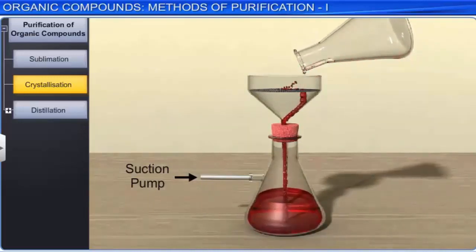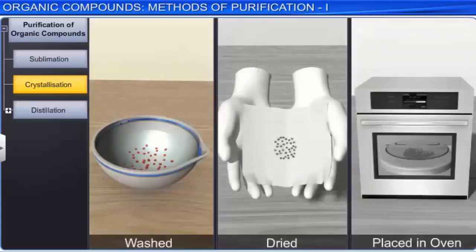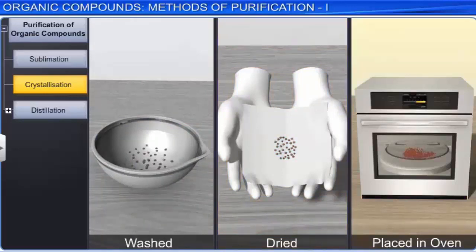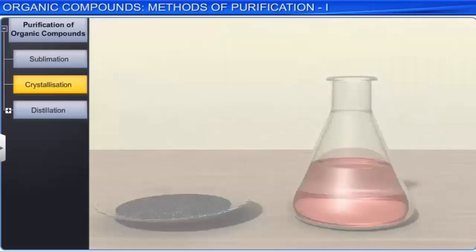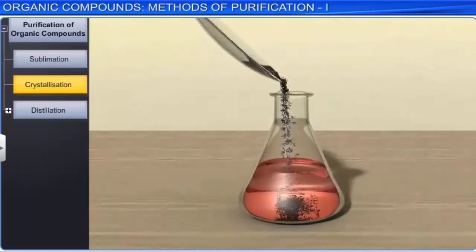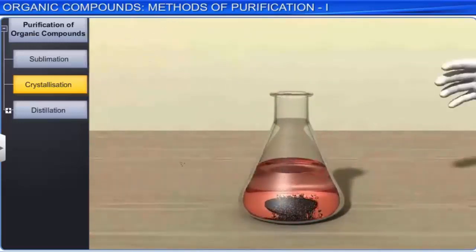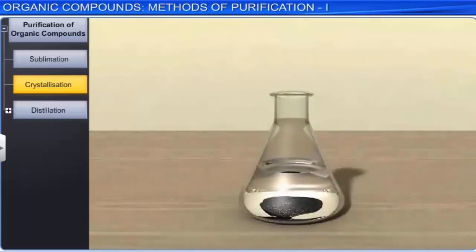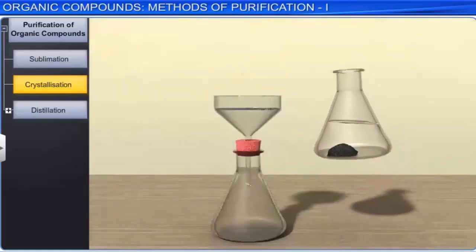The crystals are washed once or twice with small quantities of the pure solvent and dried by pressing between the folds of filter paper and then placed in an air oven. Sometimes impurities impart color to the solution. To remove such impurities, the filtrate is passed through activated charcoal. The charcoal adsorbs the impurities. The solution is then filtered and recrystallized as described above.